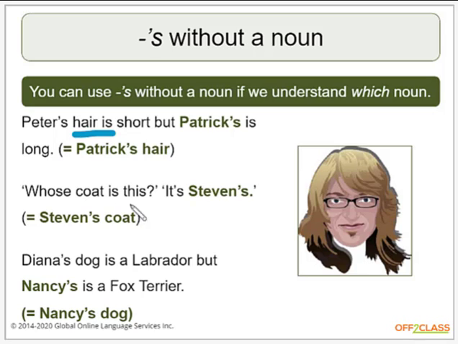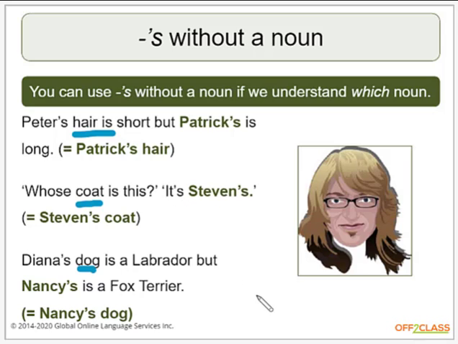Whose coat is this? It's Stephen's. Equals Stephen's coat. We're talking about the coat in this case. Dinah's dog is a Labrador, but Nancy's is a Fox Terrier. In this case, we're talking about dogs. Does that make sense how we're doing it? When the noun is understood without being told, we don't have to talk about it. Kind of like when we're saying he, she, or it instead of that person. So this is why we're saying it's Stephen's, right? Instead of saying that coat is Stephen's, we're referring to it as it.